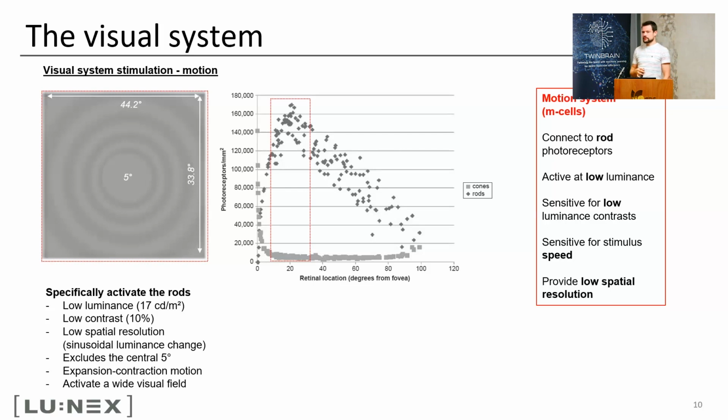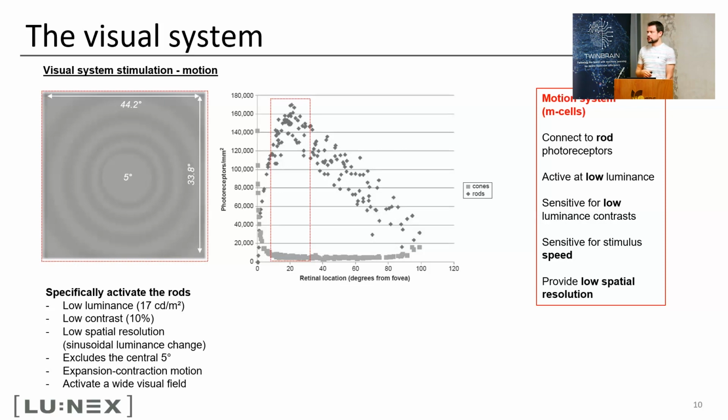The luminance is very low. Typically it is around 17 candelas per square meter. That is what is recommended in the literature, so that the P cells do not get active, because they need a higher luminance. The contrast is very low. Remember, for the P cells we were close to 100%, approximately 98%. Here we only have 10% Michelson contrast. You also see this in the picture: we have different gray shadings, and the contrast between the light gray and the dark gray is 10%, so that the P cells are not getting active.